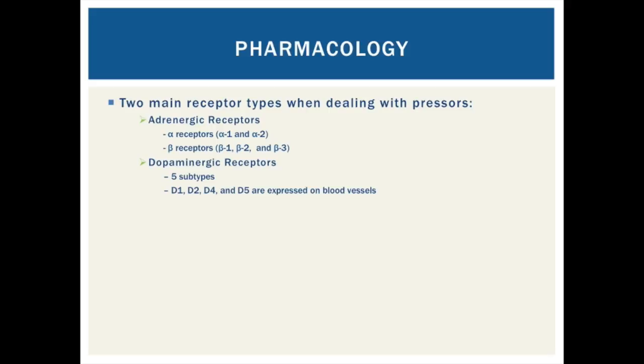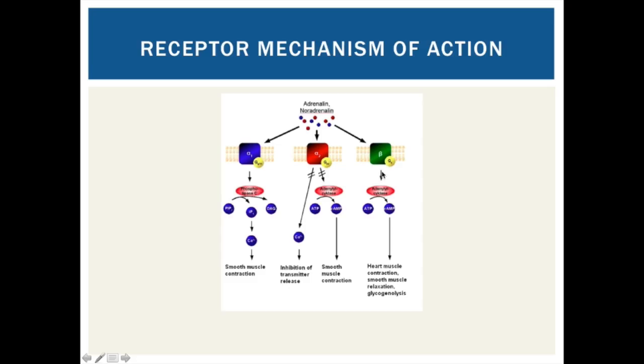So the two main receptors that we were talking about, we have adrenergic receptors with alpha 1, alpha 2. We have beta receptors with beta 1, beta 2, beta 3. Dopaminergic receptors, there's a bunch of different subtypes. You can see the ones here that are expressed on the blood vessels. And this is just a very quick, not super complicated mechanism of action. You can see here on the beta, you get heart muscle contraction when it's stimulated. You get smooth muscle relaxation. And for the alpha 1 and alpha 2, you basically get smooth muscle contraction.